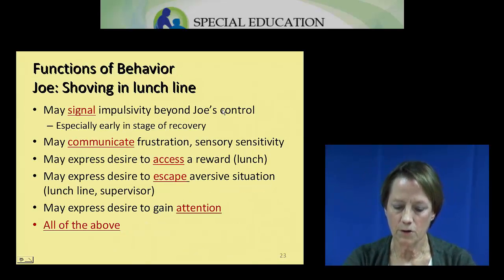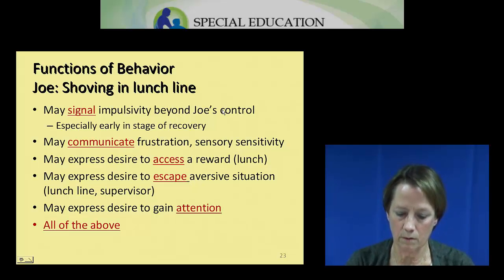So let's look at the functions that might be served by Joe's behavior of shoving in the lunch line. First of all, I just want to comment that this behavior might signal to us that Joe is very impulsive and that the control of that behavior might be beyond his ability right now. This is very common early in recovery after TBI.